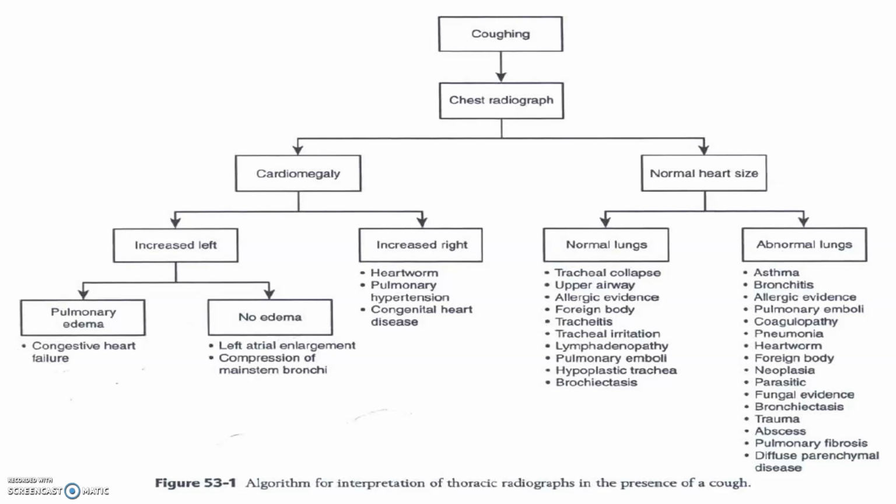Whereas, if we are getting some patterns in the lungs, that is abnormal lungs, the main differentials that we should have in mind will be asthma, bronchitis, allergic evidence, pulmonary emboli, coagulopathy, pneumonia, heartworm, foreign body, neoplasia, parasitic disease, paraneoplastic syndrome, bronchiectasis, trauma, pulmonary fibrosis, and diffuse parenchymal disease.